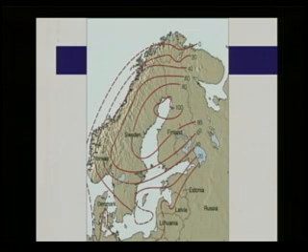The process is not rapid, however. This diagram of Scandinavia shows the uplift of the crust in centimeters per century. The uplift is caused by the unloading of the crust after the melting of glaciers during our last ice age. And our last ice age ended about 10,000 years ago.